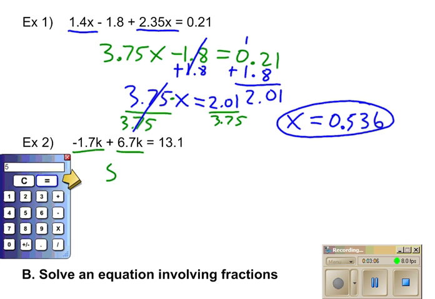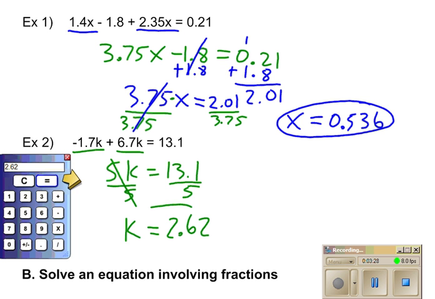So 5k is going to equal 13.1. Divide both sides by 5. So k is going to equal, let's type it in, 13.1 divided by 5. That equals 2.62.